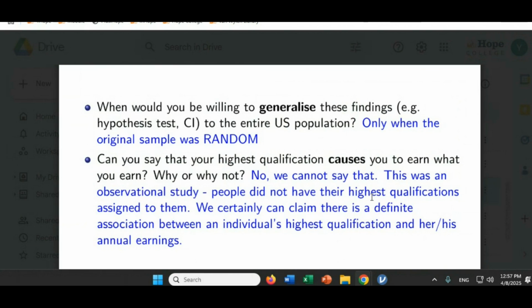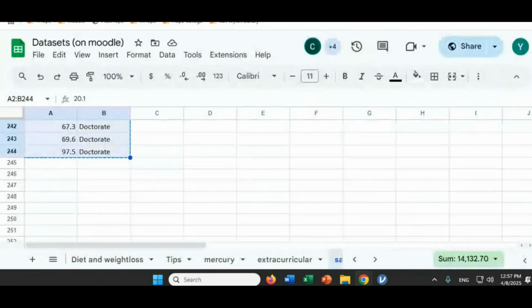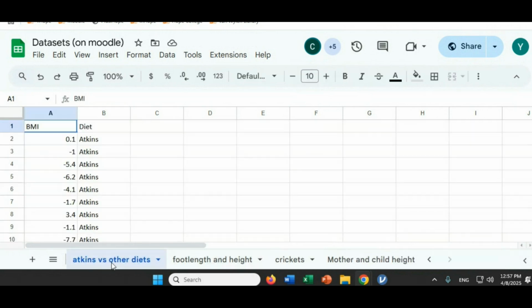And I'll of course show you where this data is. Okay. So where is this data set? If you go to our class data page, you will find that there is a data set called, oops. Okay, use this one. Do you see Atkins versus other diets? The data is there. Atkins versus other diets. This tab. That's where the data is. So I want you to do all the things that you learned with me today.